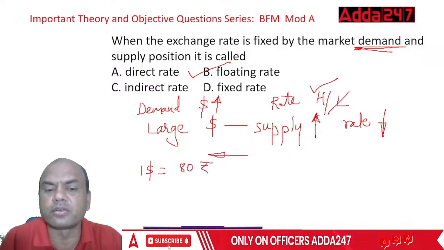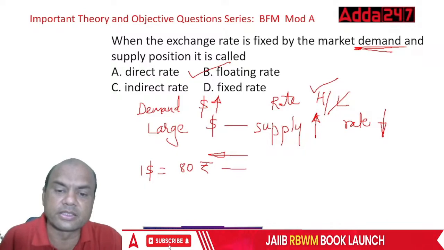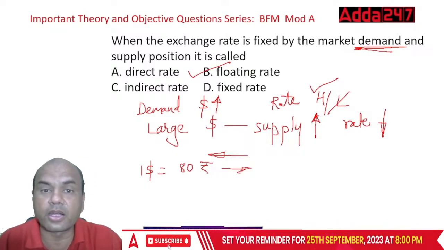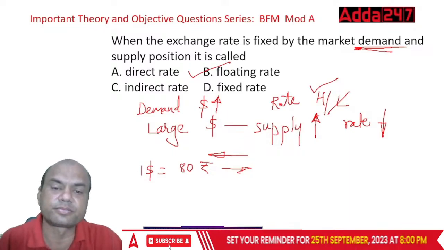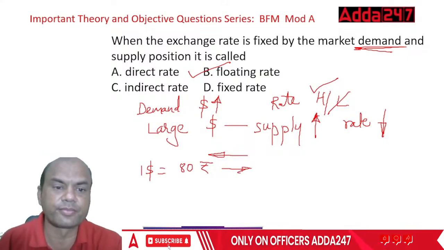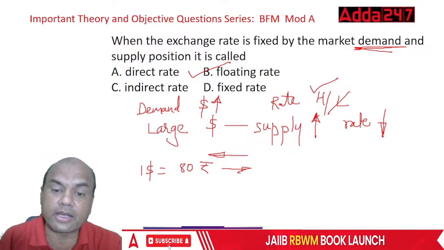So what is this now? Is this a direct rate or an indirect rate? Type in the comment section. Give me the rate. What is this called? What do you say, guys? Direct or indirect? It is called a direct rate.